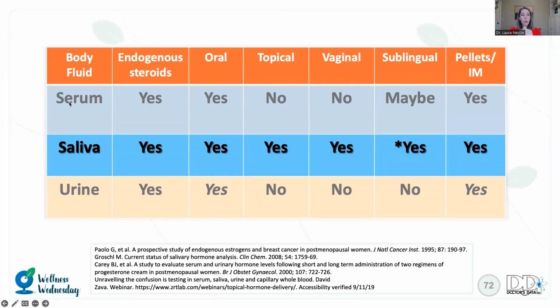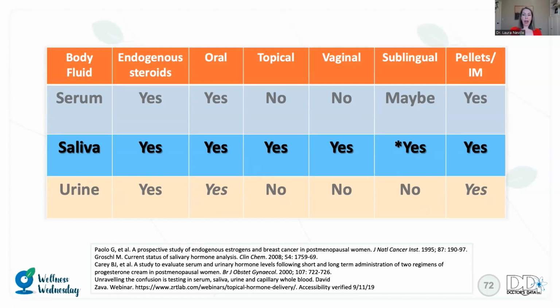Okay, so we've already talked about serum and urine. Now we're just adding saliva. The quick answer here is that you can track all of these accurately. The one caveat here is sublingual. This one can be a little bit tricky because you're using the same medium to deliver the hormone as you are to test the hormone.